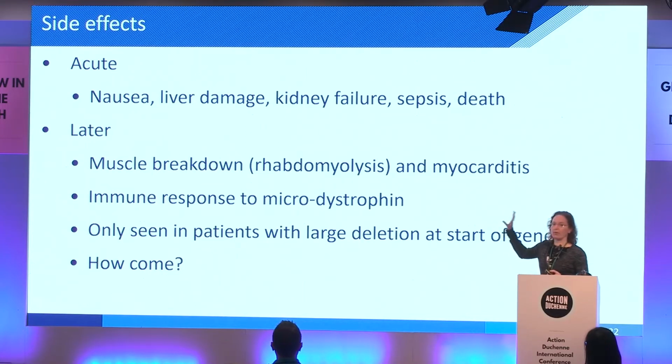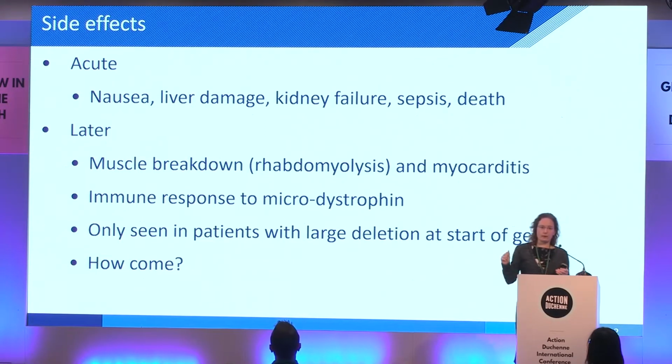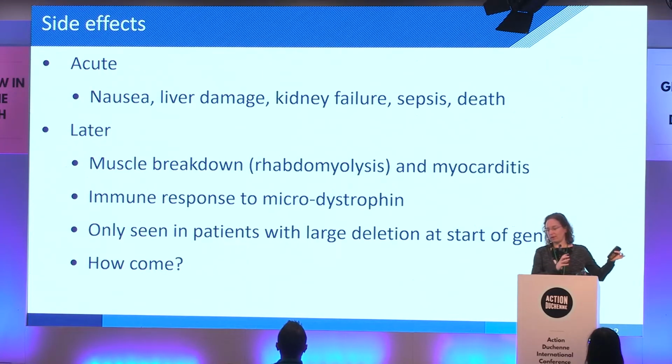And this doesn't happen in all the patients, so I don't want to paint that picture. But it has happened in patients, so I also don't want to gloss over the risks, because these are, of course, severe risks. There's also another type of side effect that occurs later in a few patients, and that is muscle breakdown, so rhabdomyolysis in the technical term, and myocarditis, so an inflammation of the heart. And this is due to an immune response to the microdystrophin. And it's only seen in patients who have the lesions at the start of the gene.